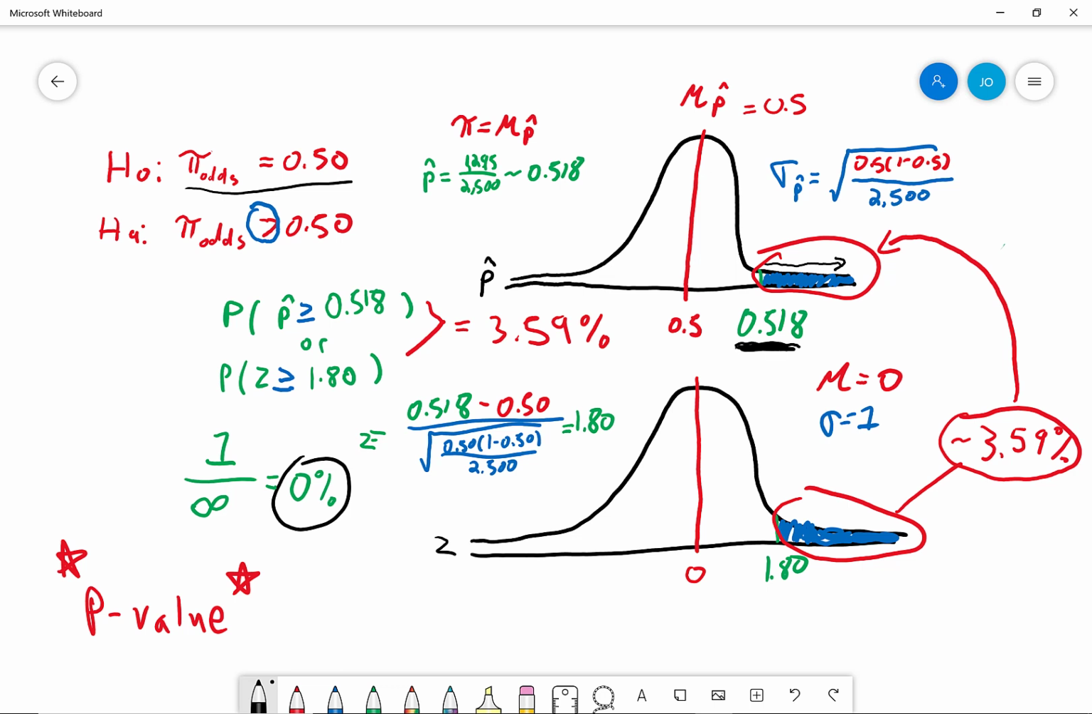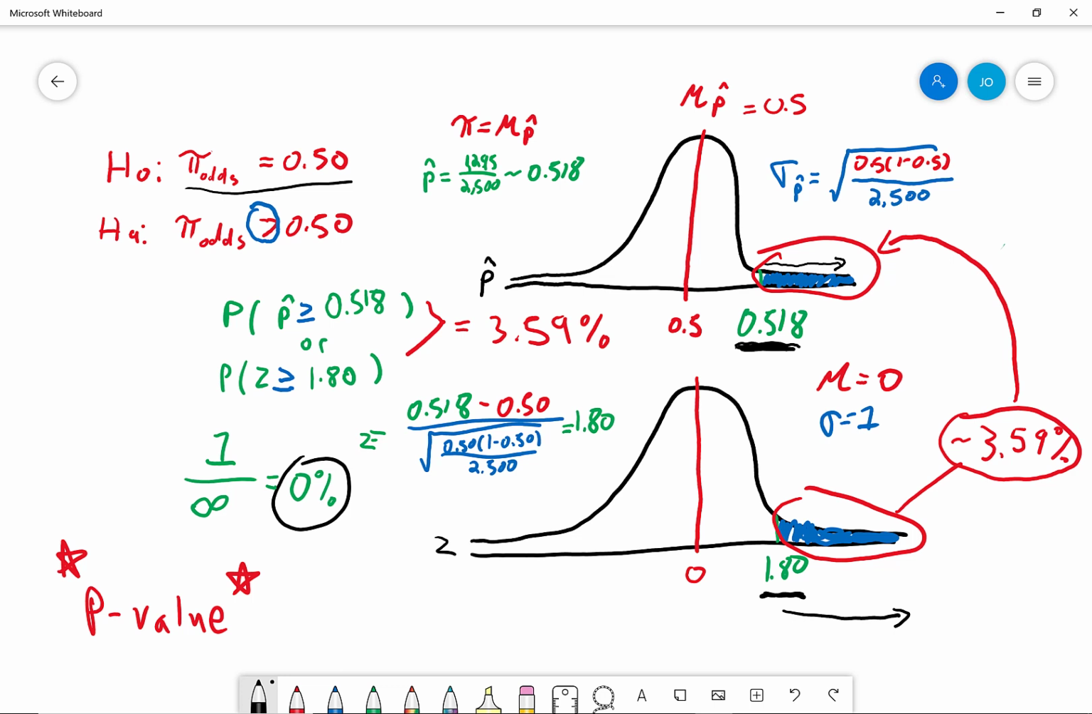You can think about it in terms of a z-score. Assuming I gave you a fair dice, assuming the chance of rolling an odd number was 50%, there was a 3.59% chance you would have gotten this z-score, 1.8, or one bigger.